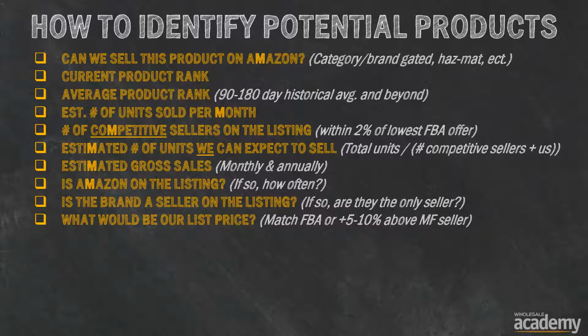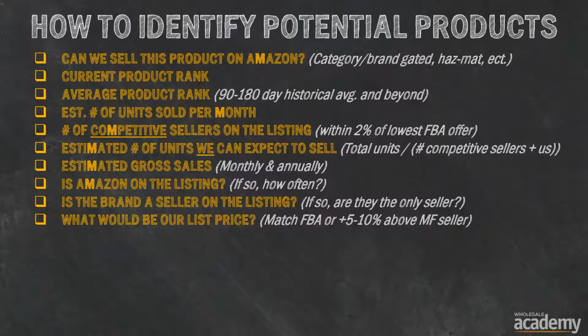If you are competing against a merchant fulfilled seller, you could list your product anywhere from 5 to 10% above that merchant fulfilled seller's price and still get the buy box. So for example, if a merchant fulfilled seller is the only competitive seller on the listing and they're selling a product for $20, you can probably list that product for $22, as much as 10% above them, and still get the buy box the majority of the time. So that is one of the things to consider.